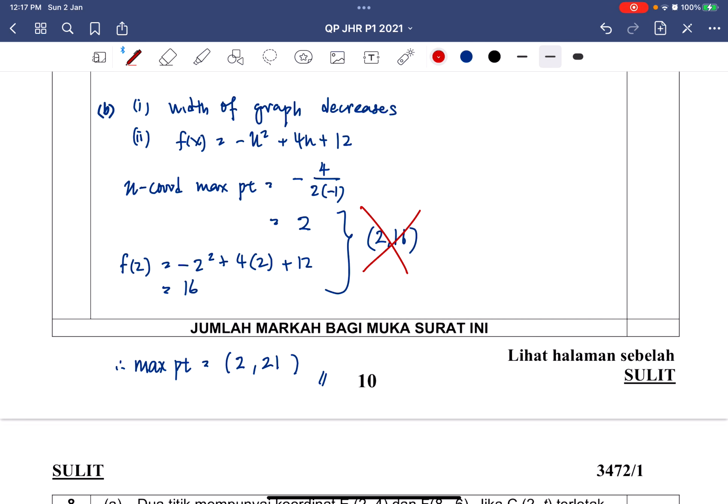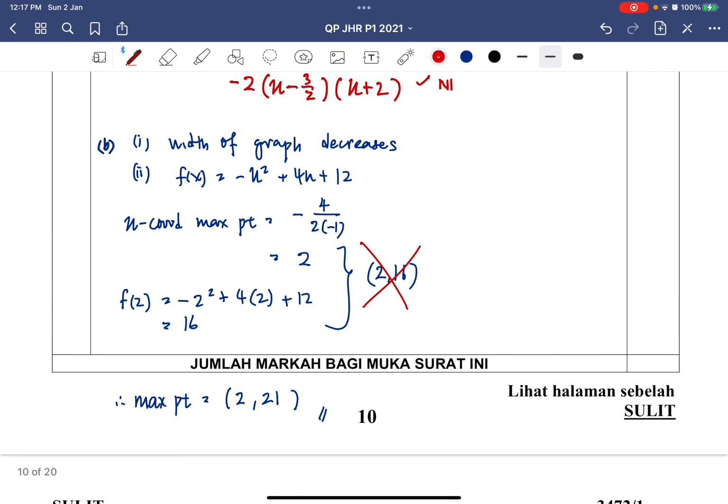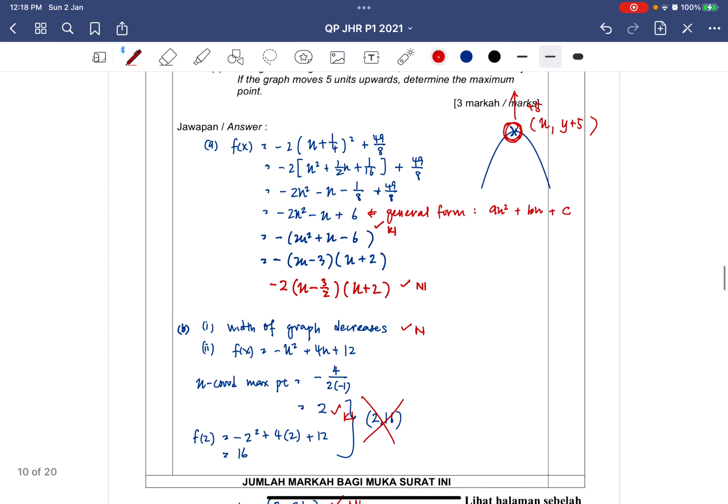Okay, you can just ignore this because I just want to show you that this is the original maximum point. So for question B, for B1, you got 1 mark for your explanation. For B2, you get 1 mark for the x coordinate, and the final mark for your maximum point, which is M1. Okay, that's all for question 7.